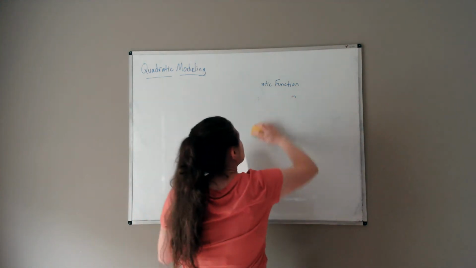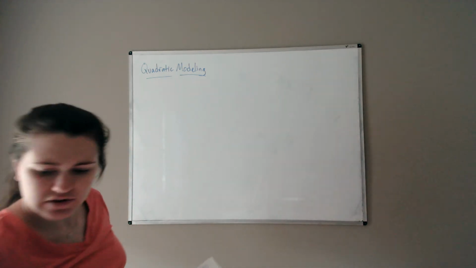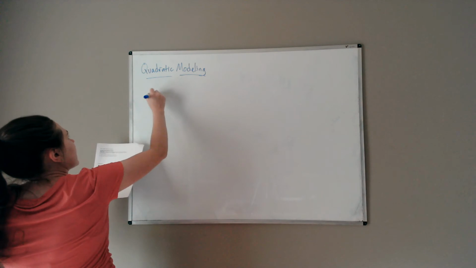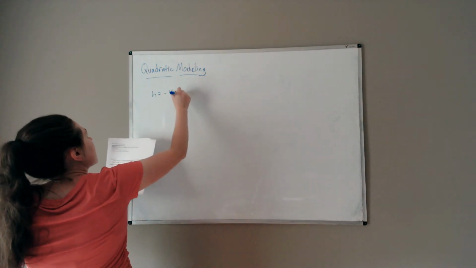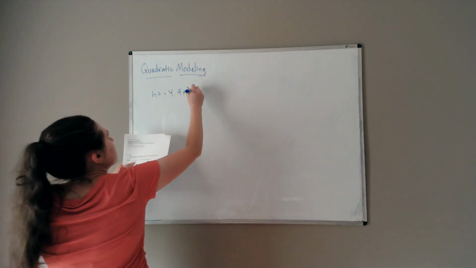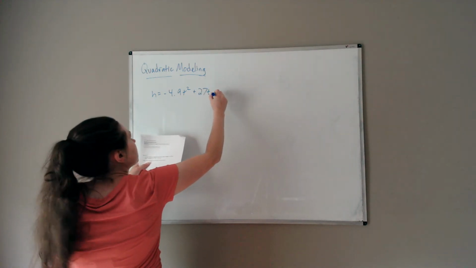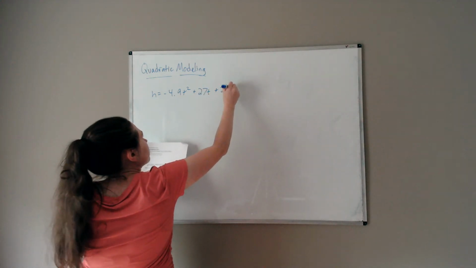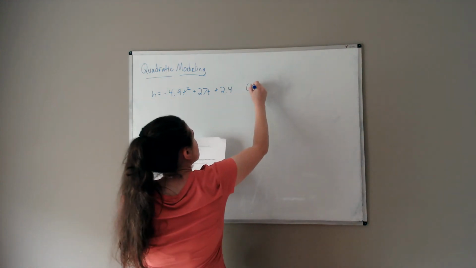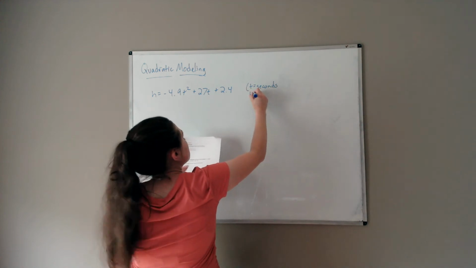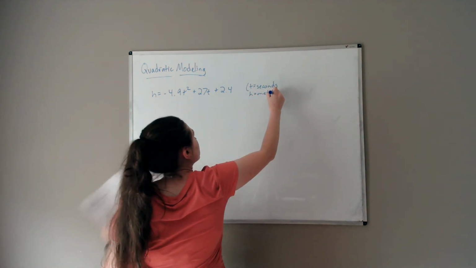Okay, so the first thing says we need to make a sketch. So let's write down the water balloon. The water balloon is h equals negative 4.9 t squared plus 27t plus 2.4, okay, and t is in seconds, and h is in meters above the ground.